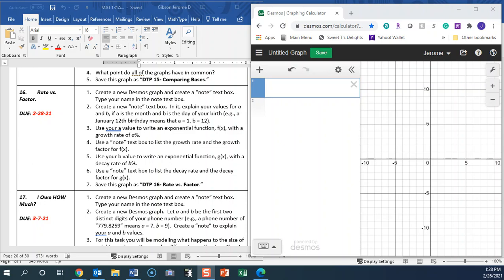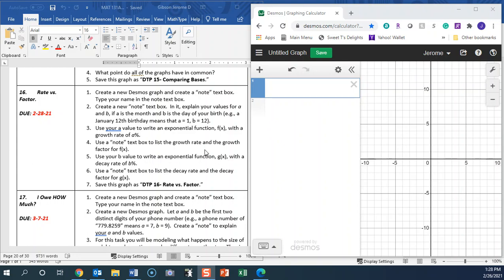Hello, class. I'm answering a question that was asked to me about Project 16. I'm not going to do all of this here, but I am going to show you a couple answers to your questions. First of all, we're trying to find out the rate versus the factor.